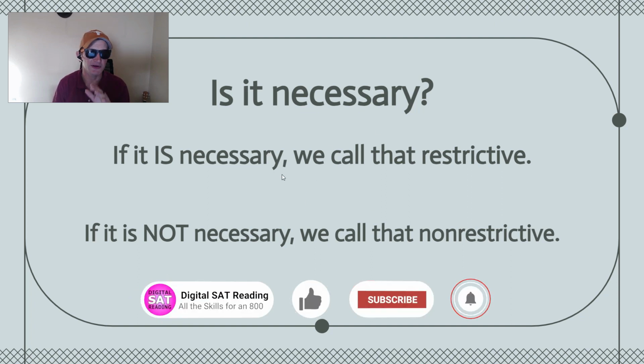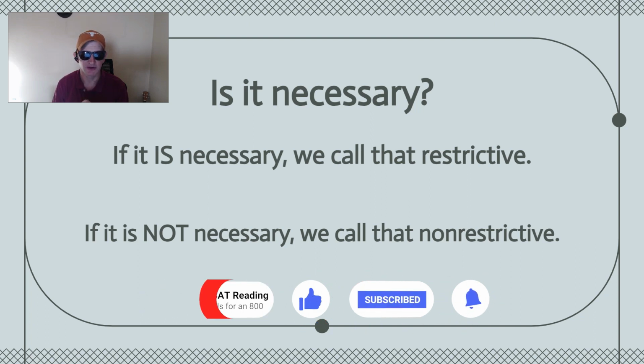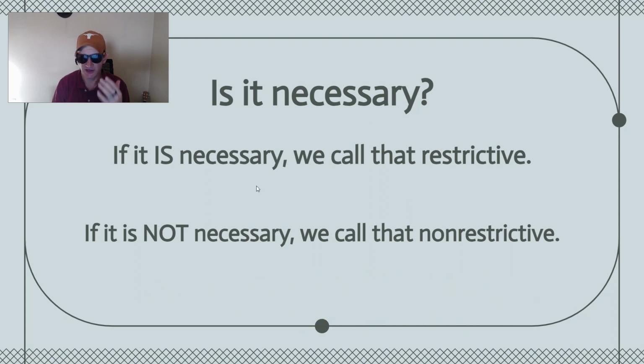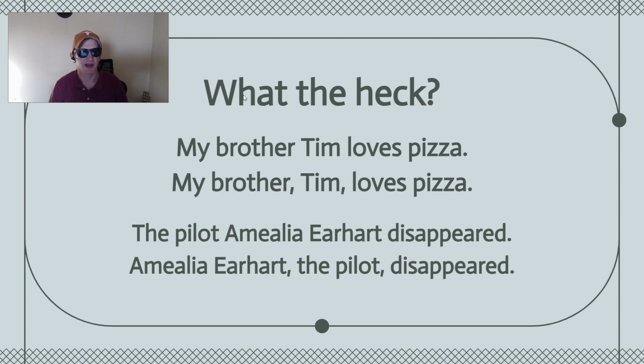Because remember, grammar is just a bunch of signals trying to help you understand what you read. And so if you see a comma, it could be doing a few different jobs. And then knowing which job that is will help you understand the meaning of the sentence. Let's give it an example. So what the heck am I talking about?